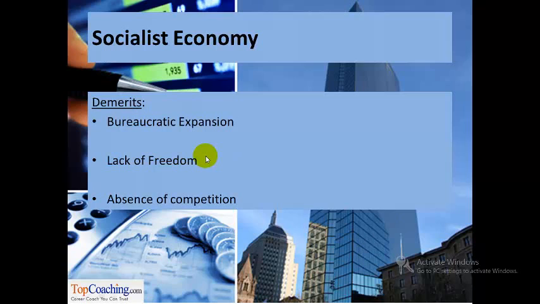Second demerit is the lack of freedom. There is no freedom of occupation. Allocation of factors of production is not done rationally. Jobs are provided by the state only, and the place of work is also provided by the state. The consumer's choices are also very limited in this type of economic system. The third demerit is the absence of competition, which ultimately makes the system inefficient.